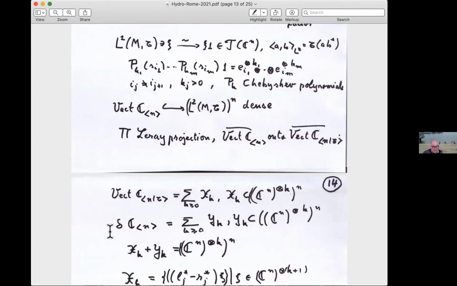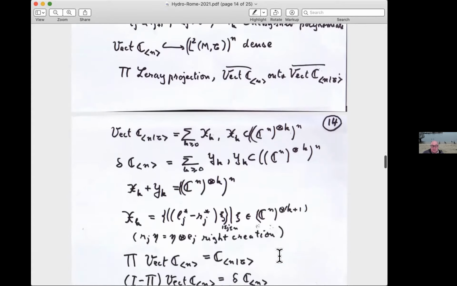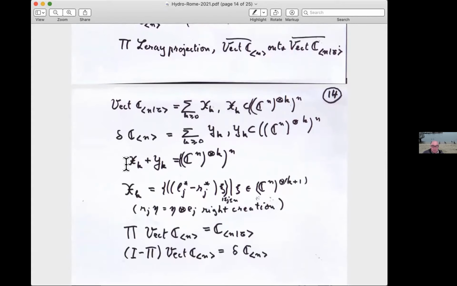And the cyclic gradient has also such an orthogonal decomposition. And then you have orthogonal decompositions at each degree. So Cn tensor k, n-tuples, every time you have a decomposition Xk plus Yk. Xk is a component of the trace preserving vector fields, and Yk is of the cyclic gradients, this orthogonal decomposition.